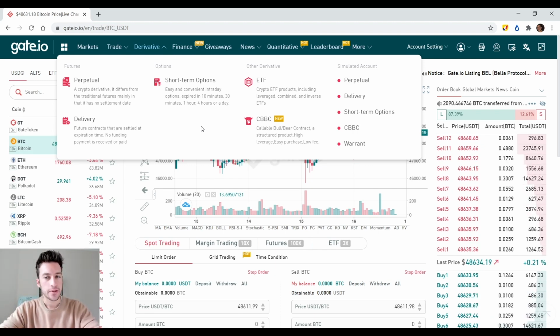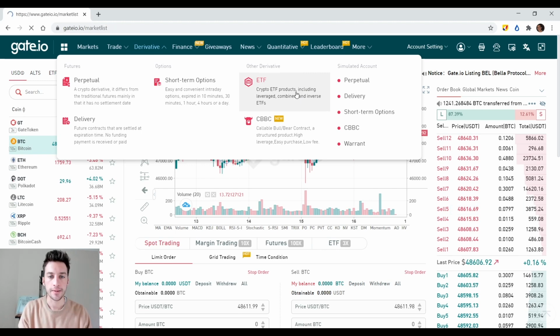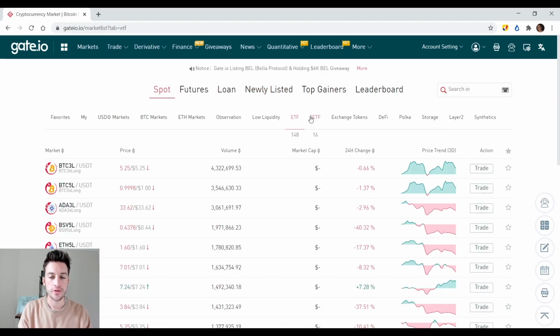Short-term options is something I would not recommend. Not on this site. I looked at it for a little bit. It seems like the spreads, the bid-ask spread on these short-term options are really bad. So I think you're probably going to be losing money in the long run if you try to do that. Avoid that for sure.